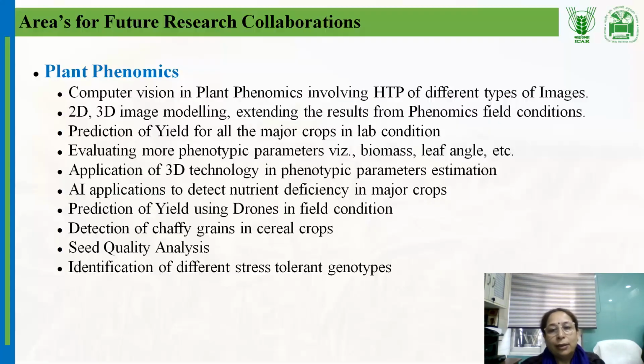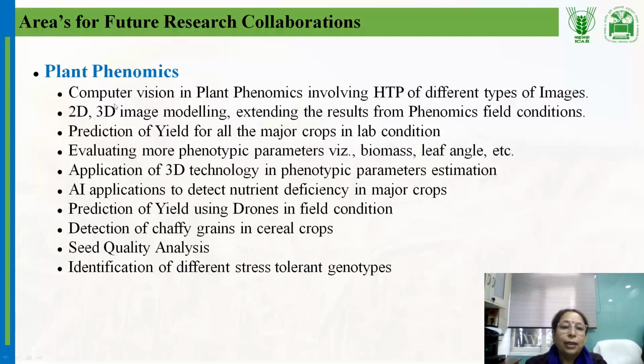Now, to conclude, there are different areas we look forward to working on, or maybe for future collaboration also. Computer vision in plant phenomics involving high throughput of different types of images, because mainly we are working with RGB images and we have started with hyperspectral images also, but there are different sensors available in the market nowadays, and we want to try out all different types of sensors for computation of the different phenomics parameters.